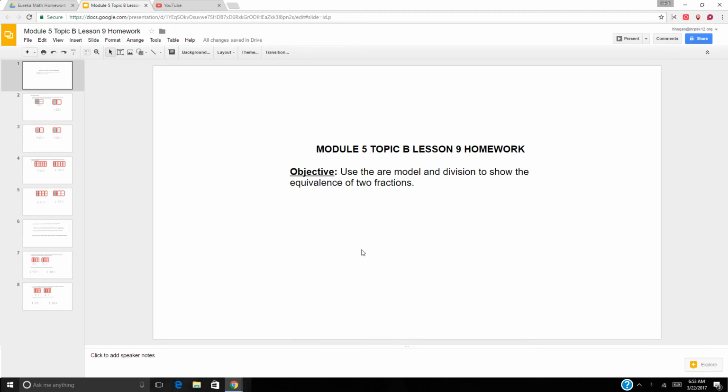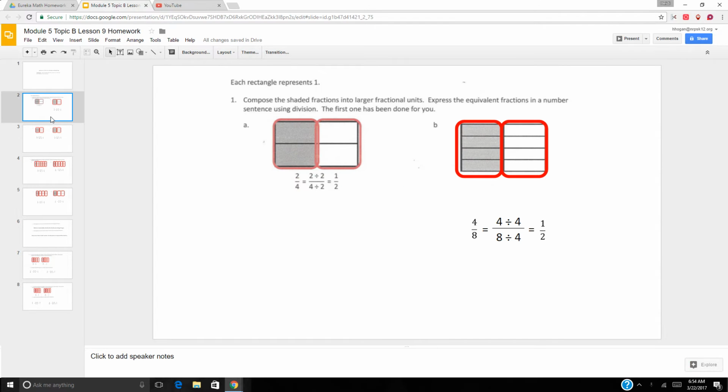In 7 and 8, we used the area model and multiplication to show the equivalence of two fractions. And now we're going to use the area model and division to show the equivalence of two fractions. So now we're going to compose rather than decompose.